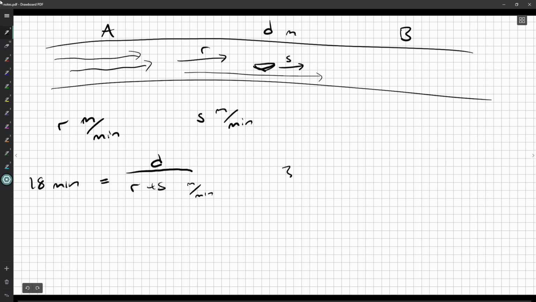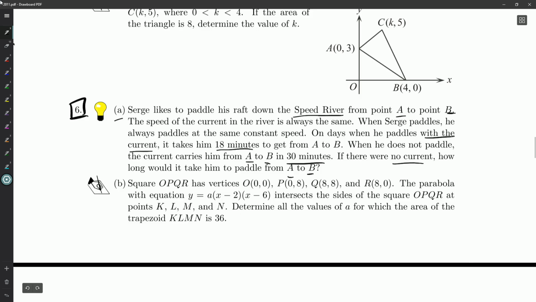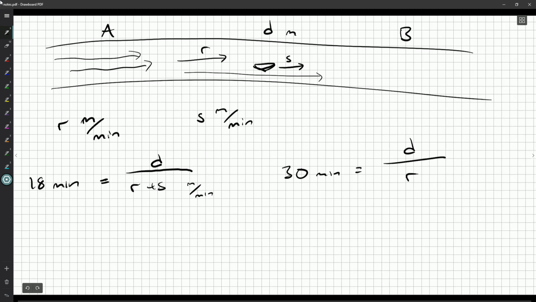Okay. We also know 30 minutes is how long it would take if he just lets the river carry him. When he does not paddle, so he's not adding his own speed, it's just the river's speed. So D over R meters per minute gives me 30 minutes.